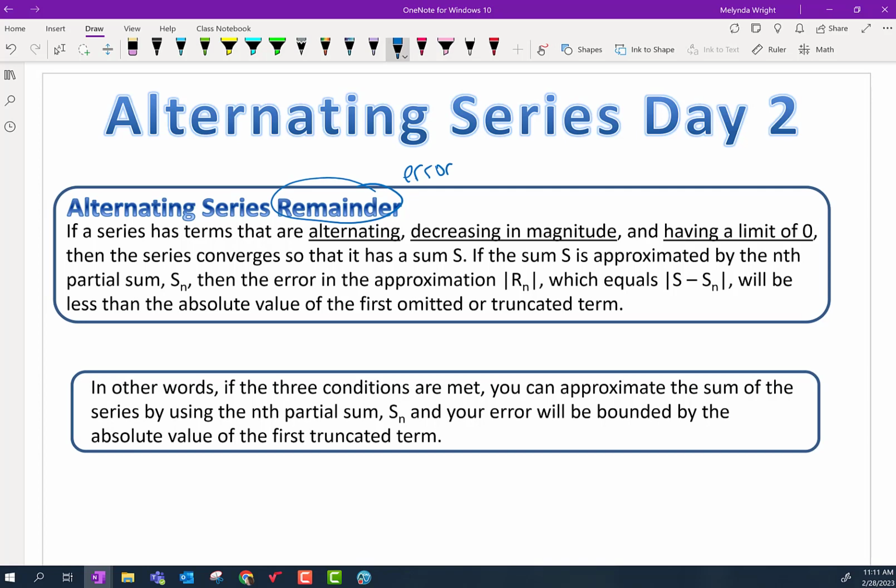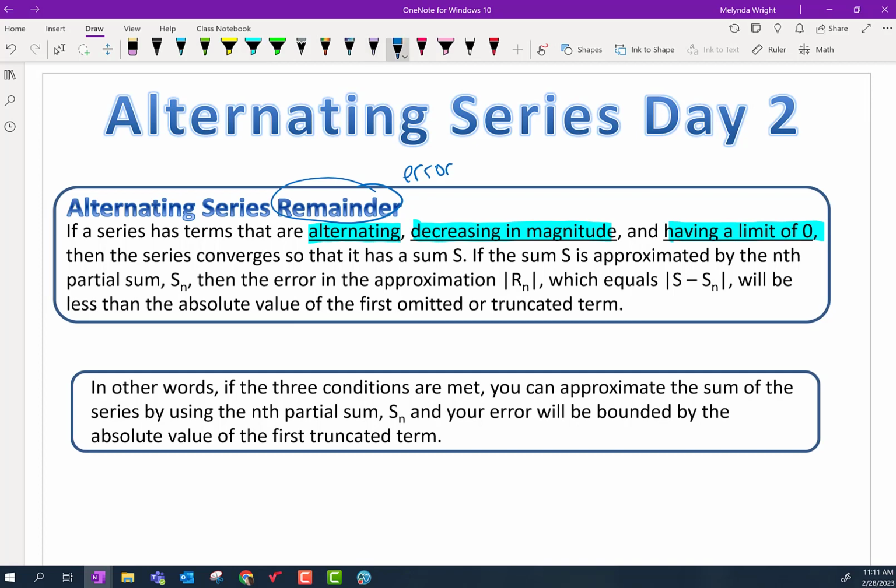When we're approximating sums of series, it's important for us to be able to determine what error our approximation has, and this is how we would do it with alternating series. First, we would need to show these three things. The series has to converge before we can determine an error. So we have to show the terms are alternating, decreasing in magnitude, and have a limit of 0.